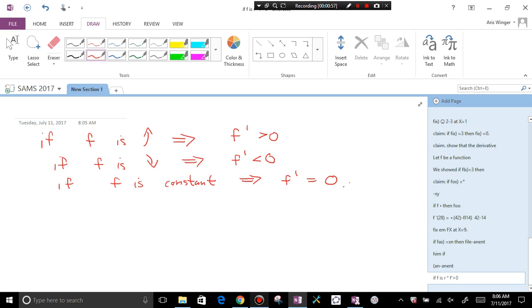So this is somewhat related to some of the problems on the homework. We also, while we're here, found that if f of x is equal to a power of x, then the derivative is nx to the n minus 1. We've shown all those things so far.